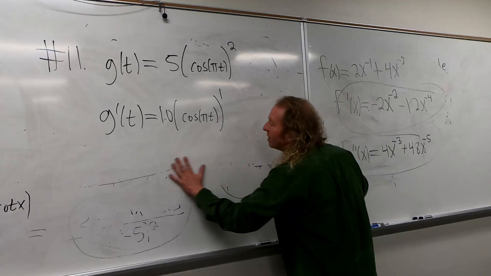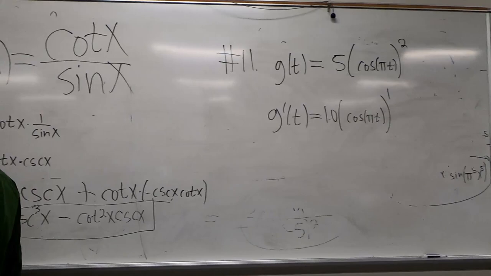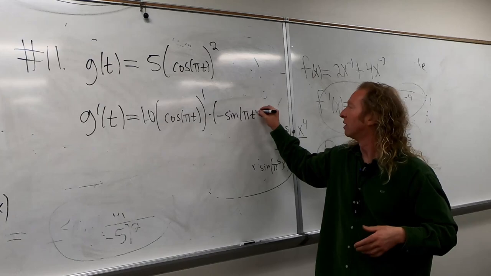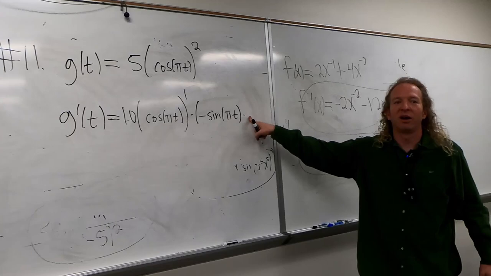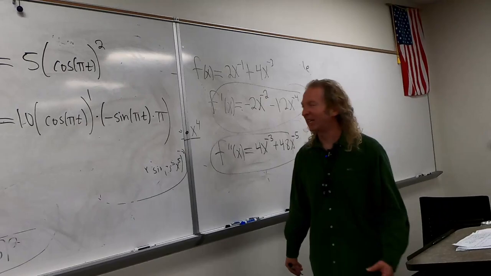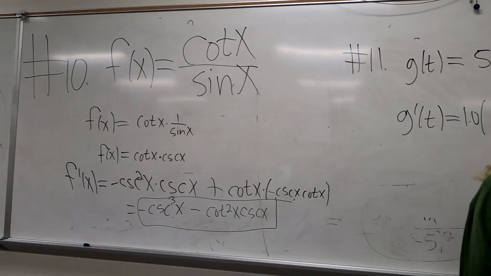So what was the derivative of cosine? Negative sine. It's another chain rule now, right? So it'll be times negative sine pi t times, what would go here? Pi. It's a double chain rule. I love these problems. You gotta keep going until you hit the very end. It's beautiful. You got to keep going until you get to the very end. Yeah, it's great. Isn't that beautiful? That's why I love the chain rule. I love the quadruple chain rules.